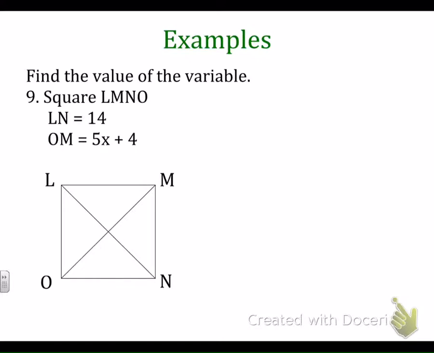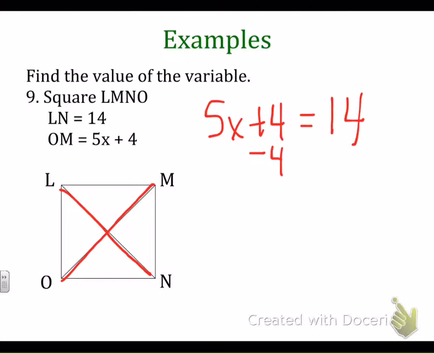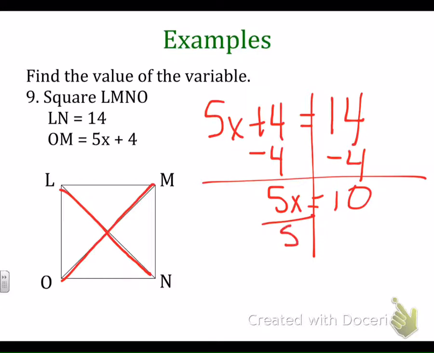Alright, so LN is equal to 14 and OM is 5x plus 4. We know those diagonals are congruent, so we're going to set these equal to each other. So 5x plus 4 is equal to 14. Subtract the 4. So 5x is equal to 10. Divide by 5. X is equal to 2.